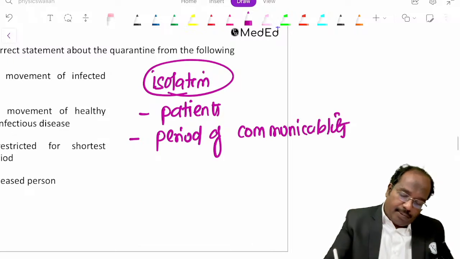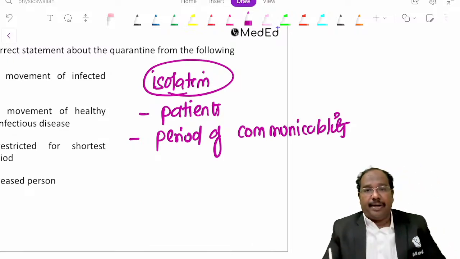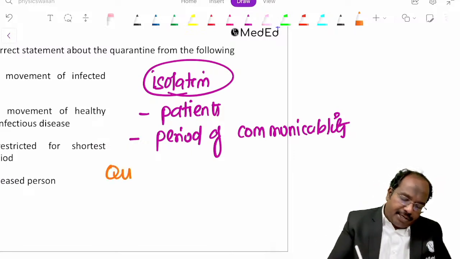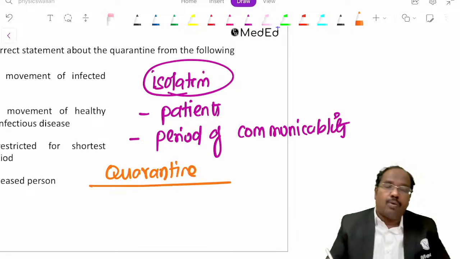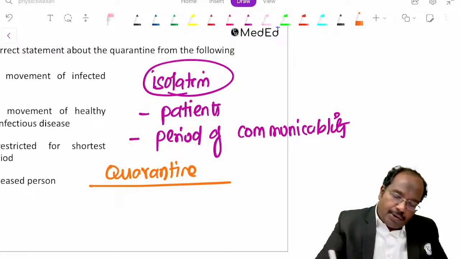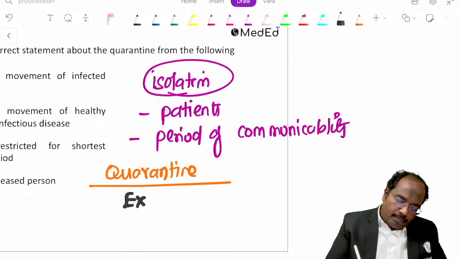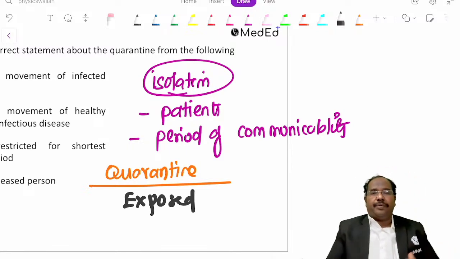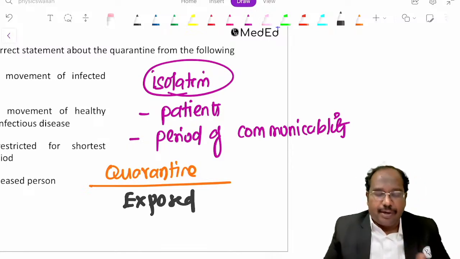Period of communicability, right? Isolation, period of communicability. What about quarantine? I think we had a question in the last NEET exam also. Okay, quarantine. Quarantine we are going to do on whom? Quarantine we are going to do on exposed people. So for COVID, those who are exposed, we did quarantine.